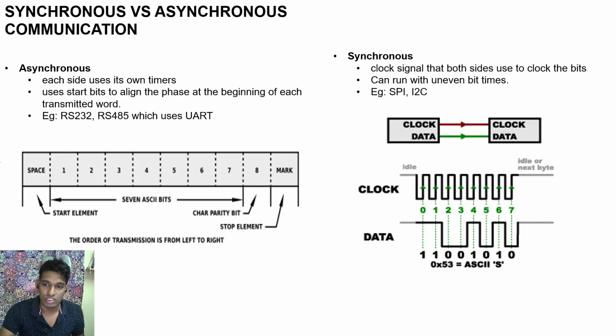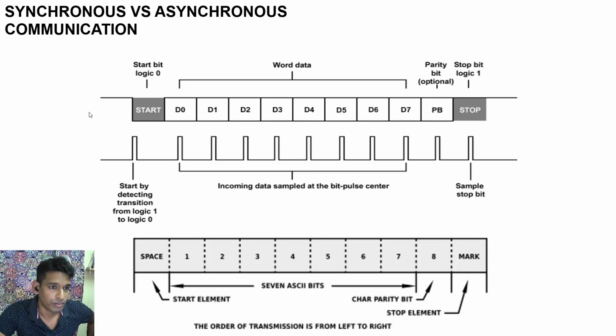So you don't have to send a clock separately. The clock can be recovered from the data, it can be recreated from the data, whereas in a synchronous communication you are sending the clock with the data. That is a basic difference.